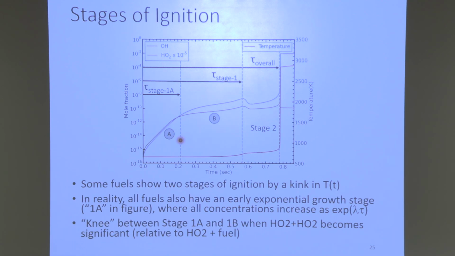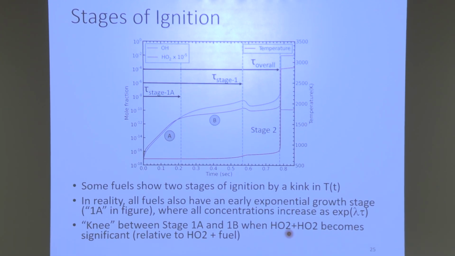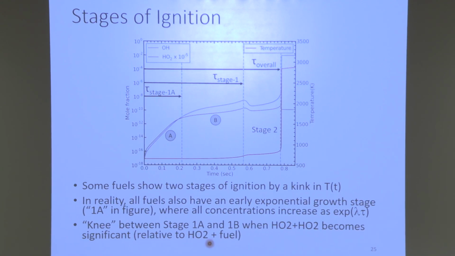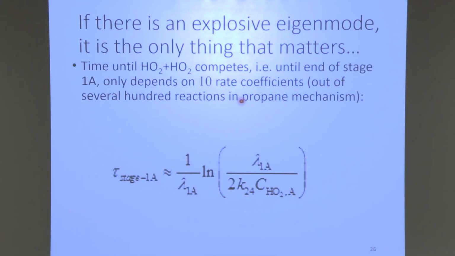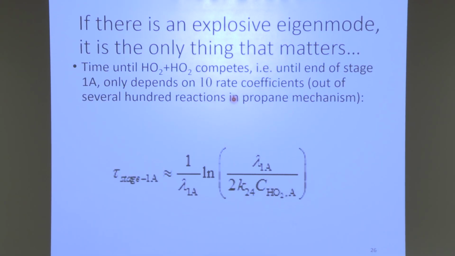And you can see that the OH and the HO2 initially grow together exponentially, but then they diverge in the middle region. But then they track each other for a while, and then they track each other at the end too, because everything grows exponentially together in these cycles. And the dip is when the HO2 gets so high that the second order reaction of HO2 plus HO2 becomes competitive with the HO2 plus fuel. That's when you see this dip there. Yeah, and so if there's an explosive eigenmode, it's the only thing that matters.